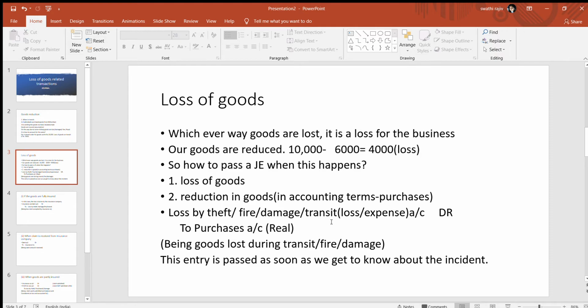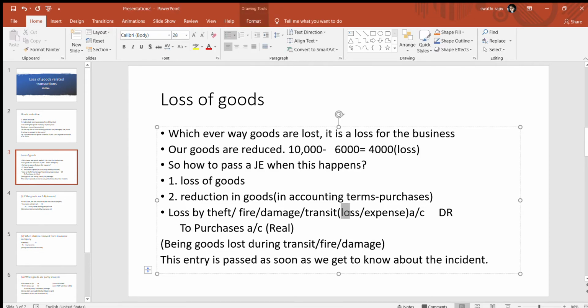It can be loss in transit, that is during transport, or damage, where everything inside is damaged, or maybe a fire occurred during the transit time, or maybe somebody just took off your goods and went, that is theft. So loss by theft or fire or damage as per the situation. Long story short, it is going to be a loss for you. Loss is a nominal account, and the rule of nominal accounts says that all expenses and losses are to be debited. That is the reason why we will debit this amount, loss by theft etc. The amount we debit is 4,000.